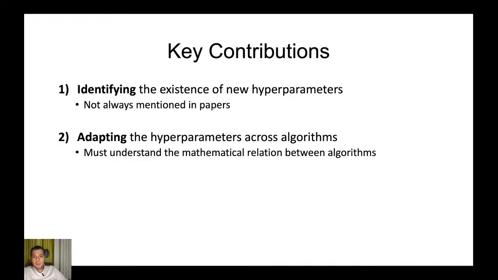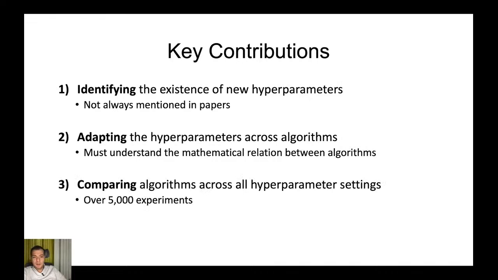They also adapt the hyperparameters across algorithms. So once they found these hyperparameters, they also try to adapt them across algorithms, basically transferring the hyperparameter settings to the old algorithms. Those that can be transferred; not all the hyperparameters can be transferred, but some of them can, and we will see some interesting results. And they also compare the algorithms across hyperparameter settings.